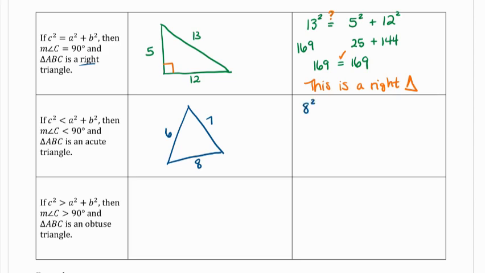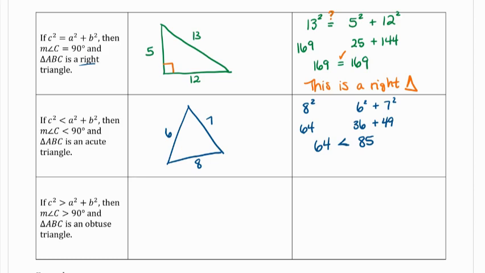So I'll do 8 squared. And I want to know, what's the relationship here when I look at 6 squared plus 7 squared, right? So 8 squared is 64. 6 squared is 36, plus 7 squared is 49. So then 64, and if I add 36 and 49, I get 85. So that means 64 is smaller or less than 85.